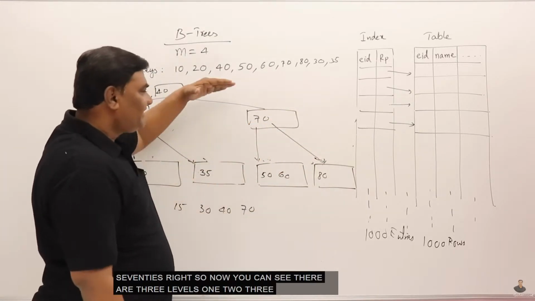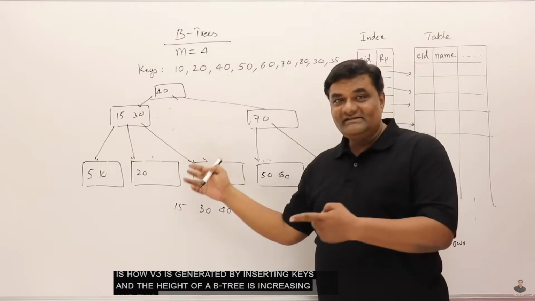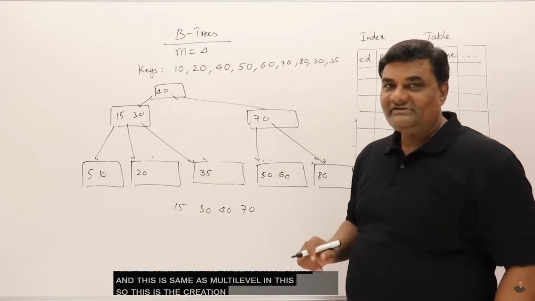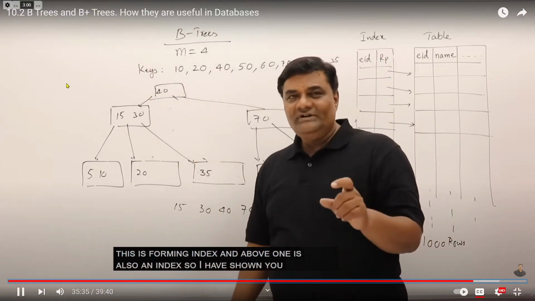So now you can see 3 levels, 1, 2, 3. So 3 levels of indexes are created, and this is how a B tree is generated by inserting keys. The height of the B tree is increasing, and this is the same as a multi-level index. So this is the creation process. It's under control, and all these nodes are at the same level. They look more like an index, and this is the same level. This is forming an index, and the other one is also an index. So I've shown you how to insert and how to create a B tree.